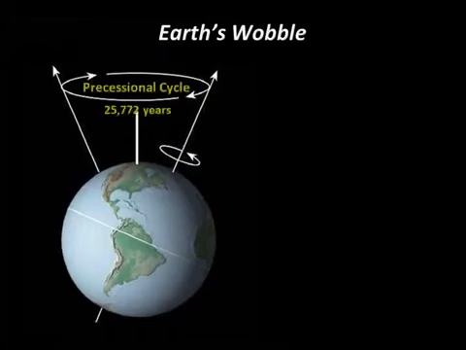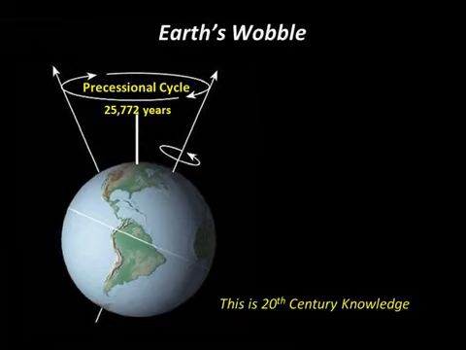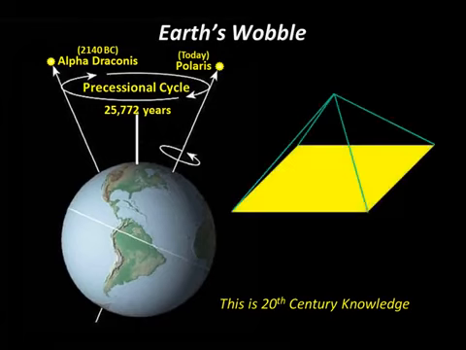We look at the Earth's wobble. We've all had a top, and when you'd spin it, it would do a little wobble thing. The Earth actually has a wobble in it. And that cycle was not determined until the 20th century, so it wasn't even known in the pastor's day. And that's 25,772 years. So this is 20th century knowledge. Today we're pointing at Polaris. In 2140 BC, it was pointing at Alpha Draconis because of this wobble.